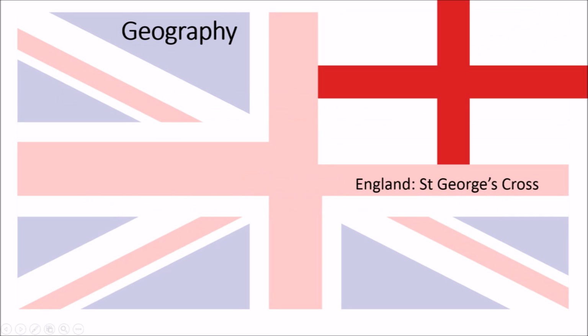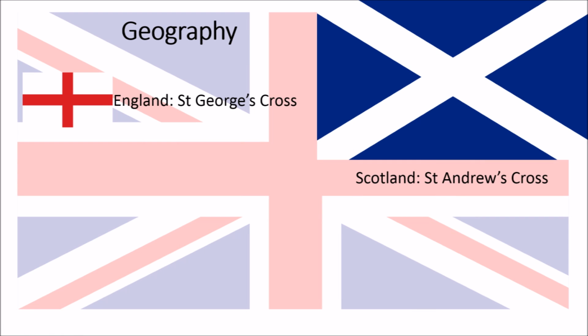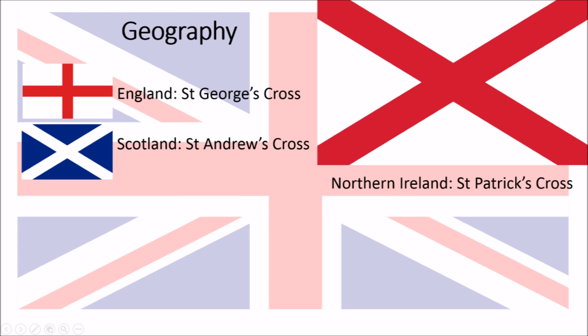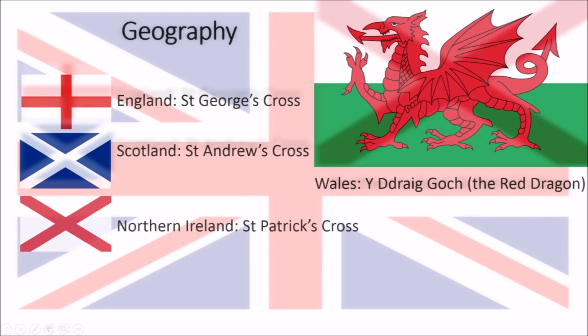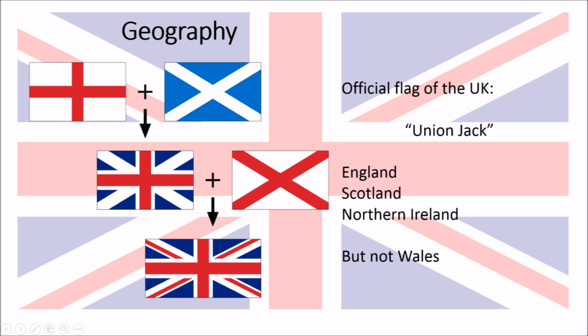Each country that is part of the UK has its own flag. The Red Cross of England is called St George's Cross. The White X of Scotland is called St Andrew's Cross, and the Red X of Northern Ireland is called St Patrick's Cross. The flag of Wales has its own Welsh name, which only Welshmen can pronounce, which translates into the Red Dragon. The UK also has a national flag.